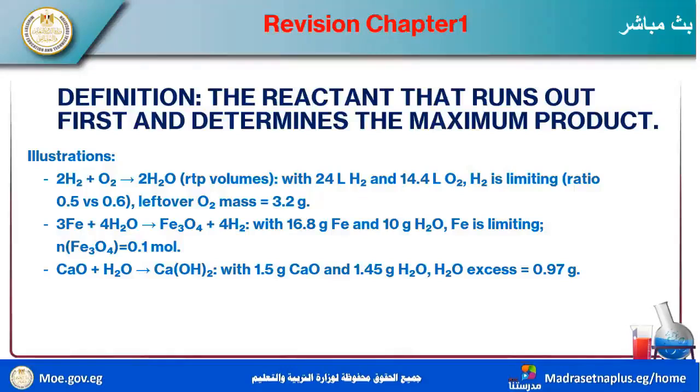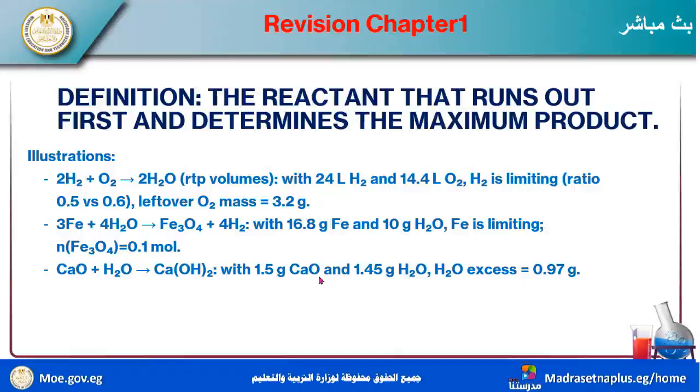Okay, this is a way to know the least number of moles according to this reaction. We have 3Fe plus 4H2O produce Fe3O4 plus 4H2. 16.8 grams of iron reacts with 10 grams of water vapor. So Fe is the limiting reactant. How can you know that?